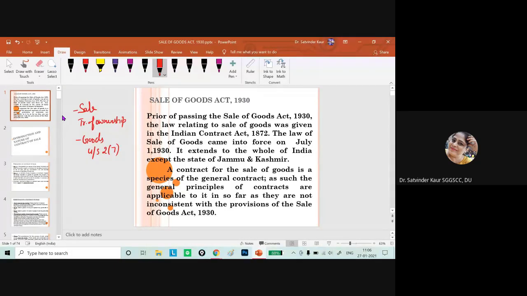So this particular act talks about when the ownership will be transferred, what goods means, and what will be the rights and duties of the buyer and seller. The meaning of contract, when we talk about a contract of sale, remains the same as per the Indian Contract Act. In this act, we come across five chapters.